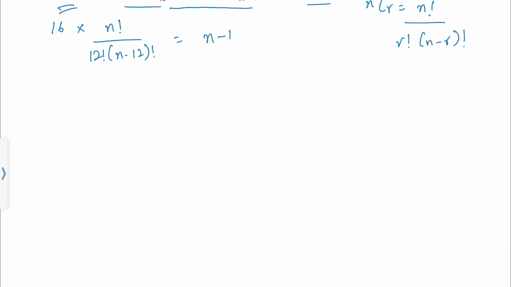It looks like 16 multiplied by nCr, our formula being n factorial over r factorial (n minus r) factorial. So this would be n factorial over r factorial, which would be 12 factorial, (n minus 12) factorial, is equal to (n minus 10) times (n plus 1) factorial over 11 factorial, (n plus 1 minus 11) factorial.